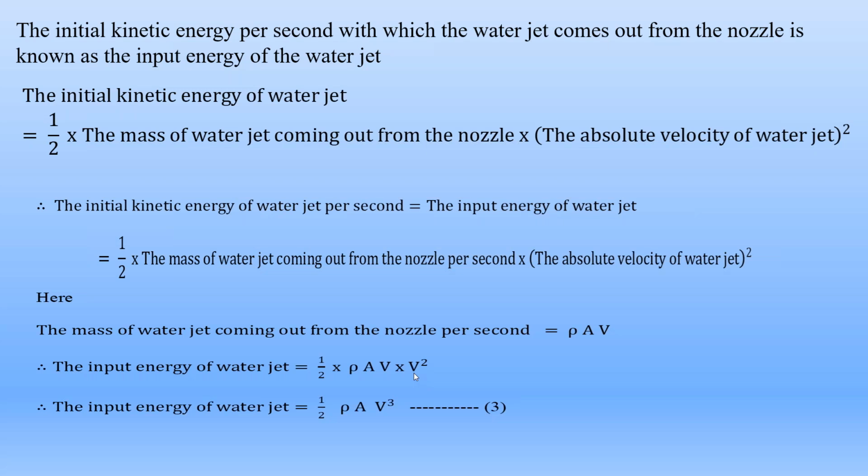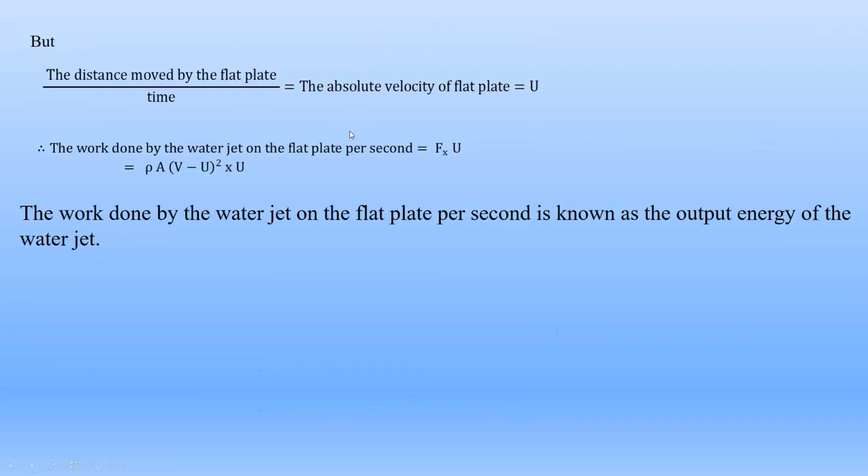Equation 3 gives the input energy of the water jet in this condition, whereas equation 2, which we just discussed, is the work done by the water jet on the flat plate per second. It is also called the output energy of the water jet. So in equation 2, we discussed that output energy.